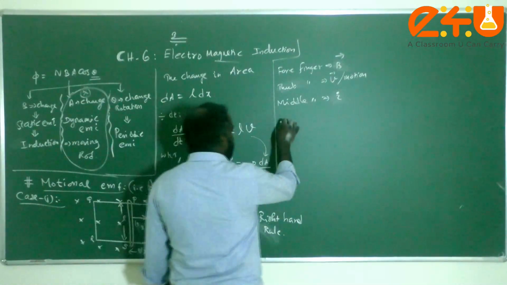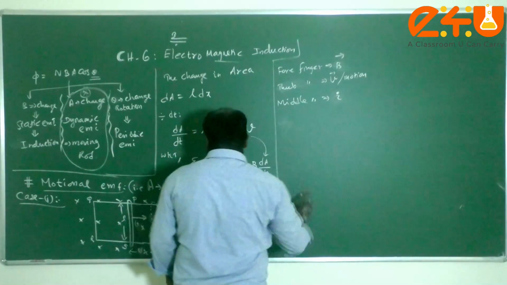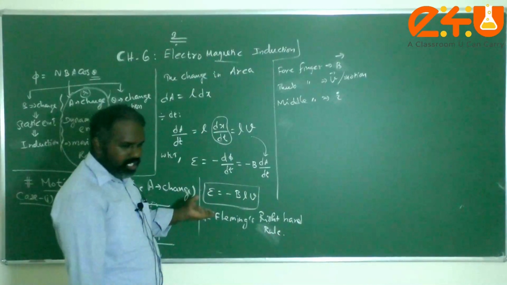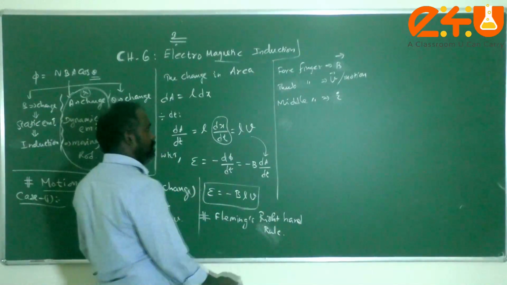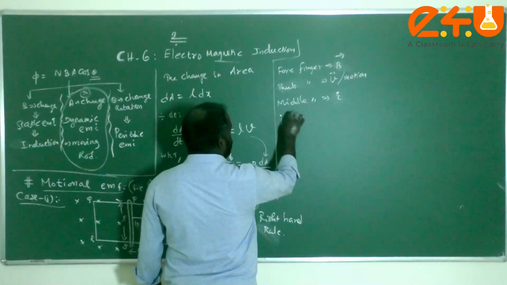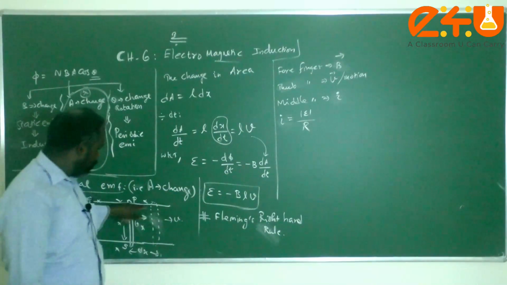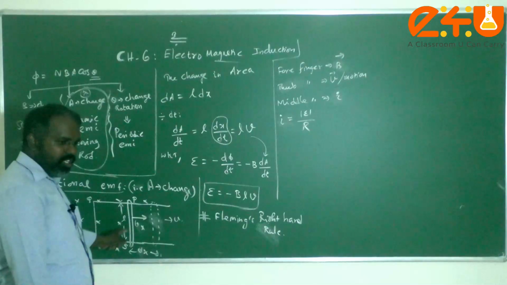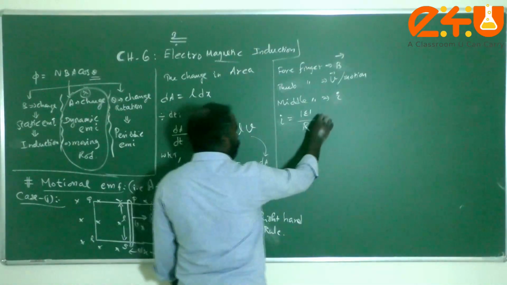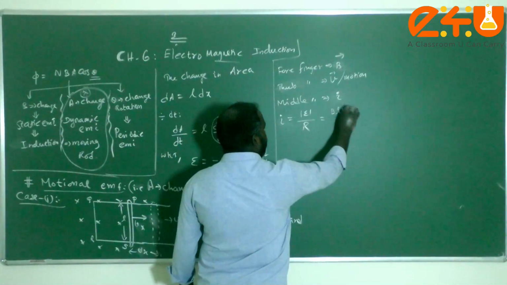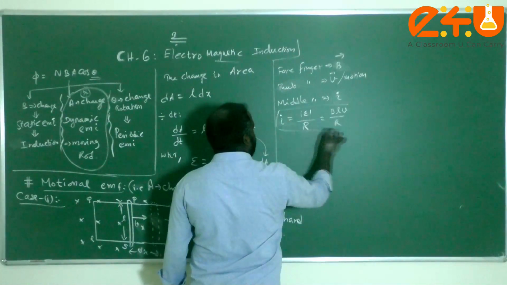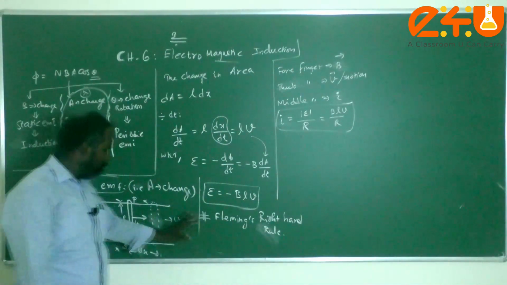And the second one, as we discussed earlier, what is the induced current expression in this case? I is equal to mod E divided by the total resistance of this portion of the system. Therefore, that can be written as BLV divided by what, children? R. So this is the induced current in this system.